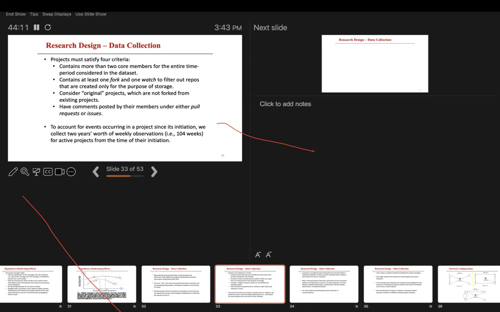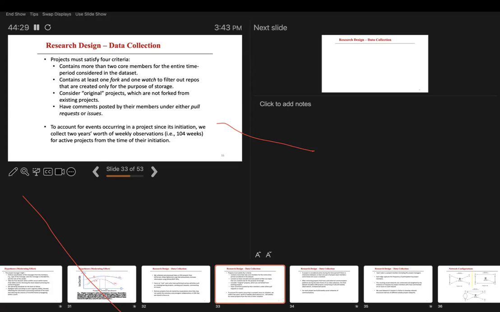Consider original projects which are not forked from an existing project. So these are not forked projects, but the original ones. And then have comments posted by their members under either pull requests or issues. So there are certain criteria that we had to look at for every project to ensure that they satisfy.